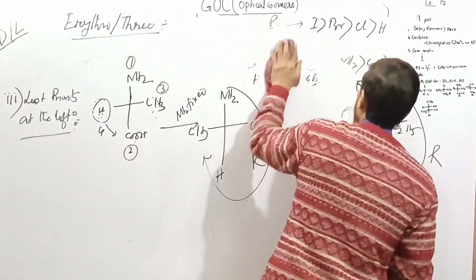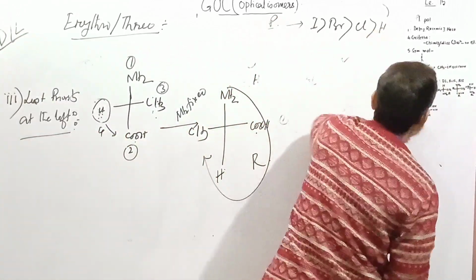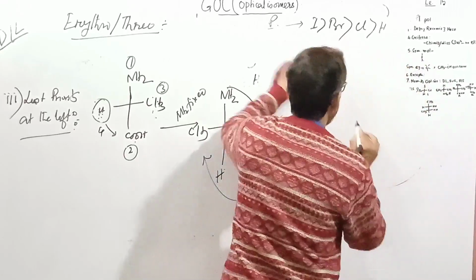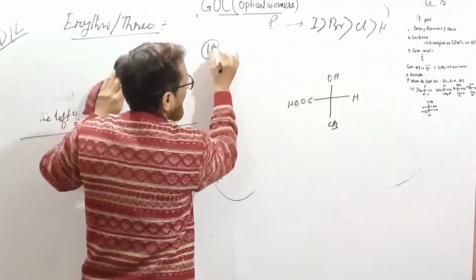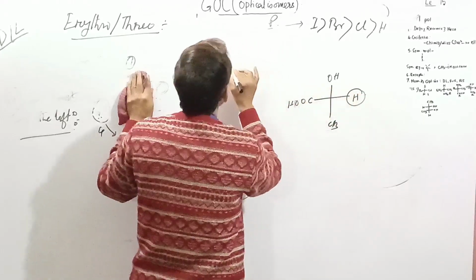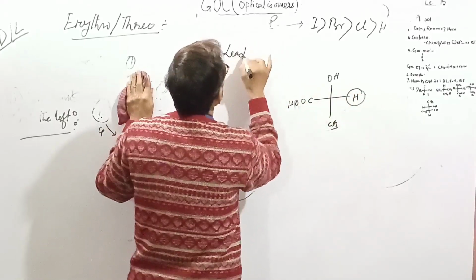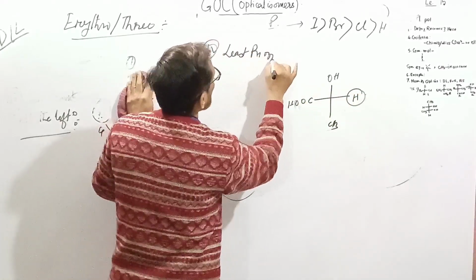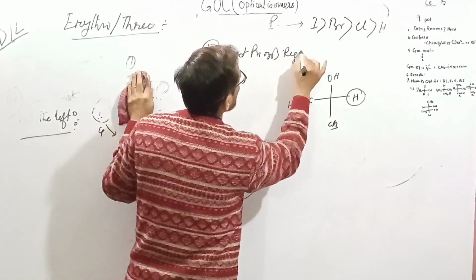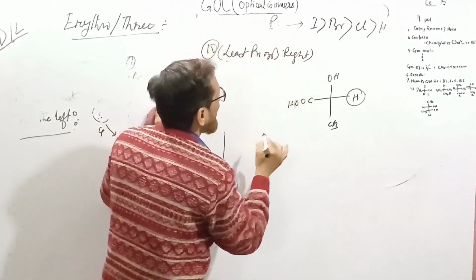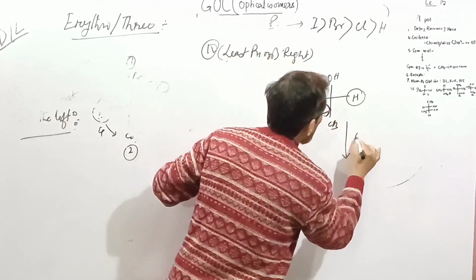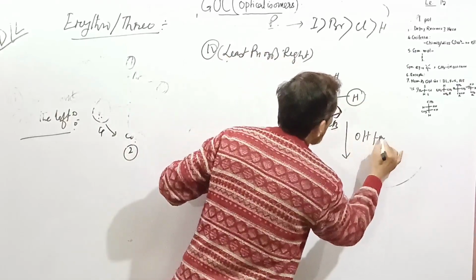Now the last case is case number 4, where the least priority is at the right. The least priority group or atom is on the right. So what will you do? Again we will keep fixed. OH fixed. OH fixed.